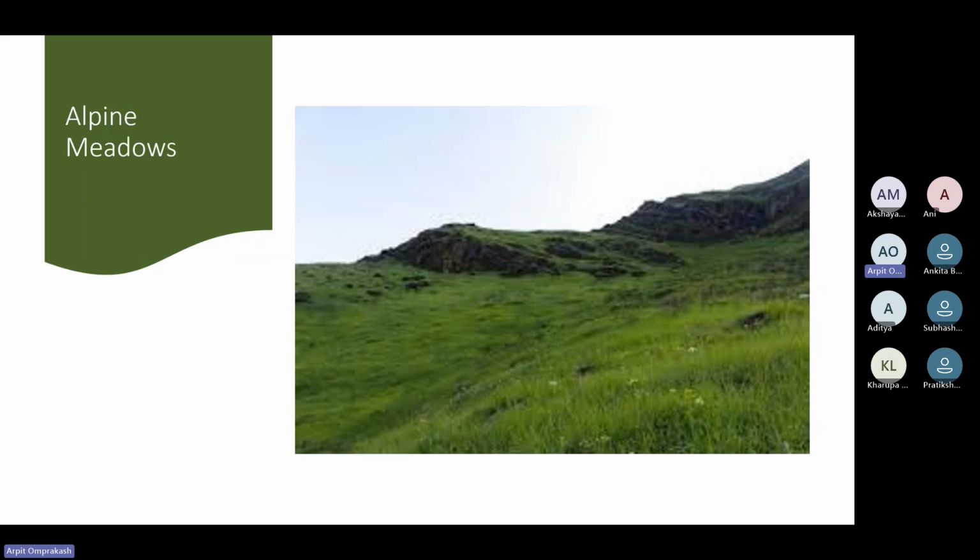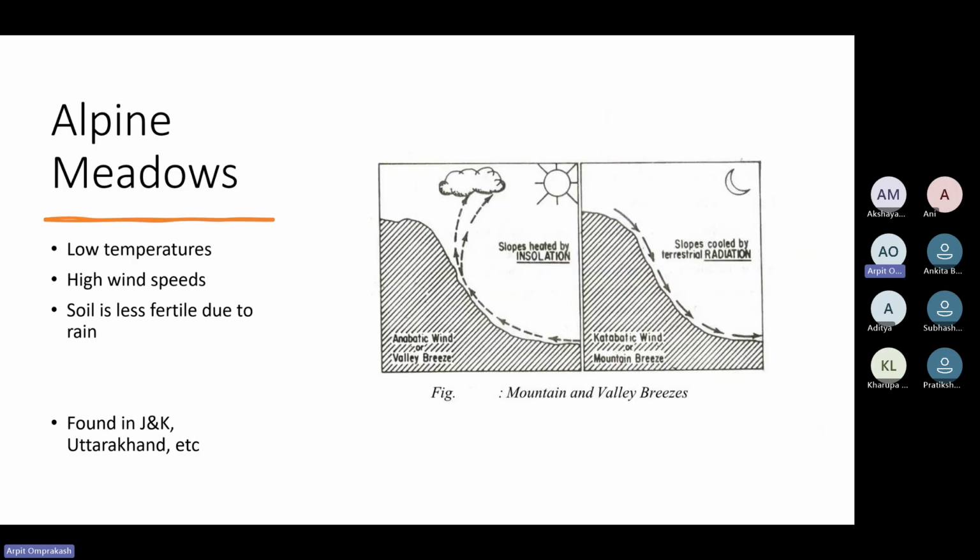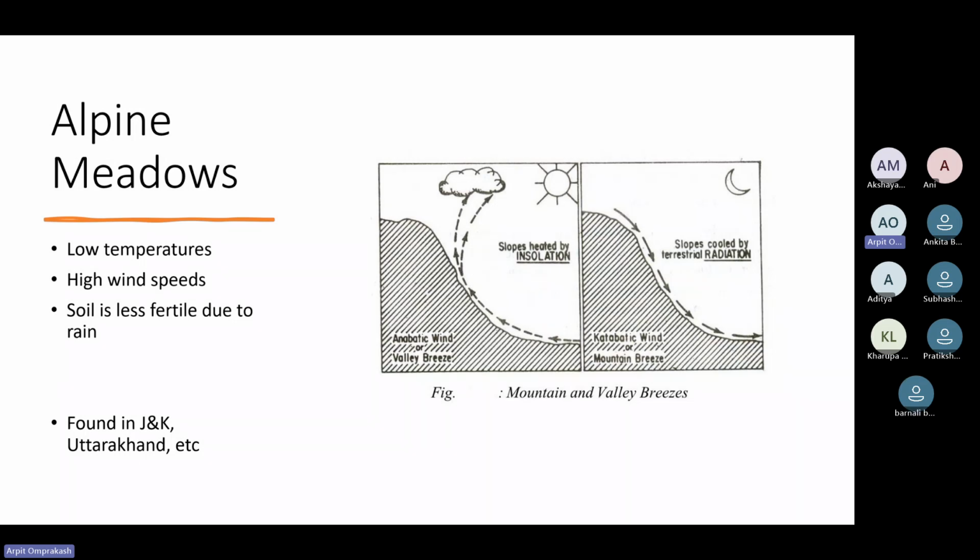These are basically grasslands on top of mountains, with very short grass. Alpine means mountainous and meadow means basically grassland. They're generally found high above in mountains such as in the Himalayas in Jammu Kashmir and also in Uttarakhand. The characteristic of this habitat is very low temperature because it's at very high altitude. There are also high wind speeds throughout the day.